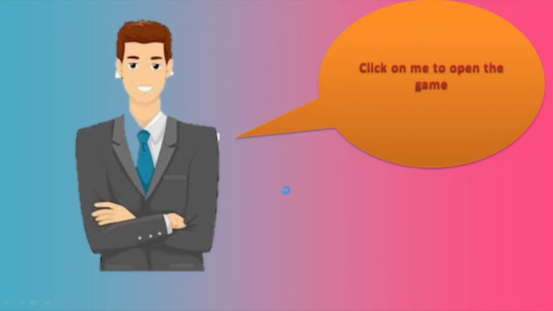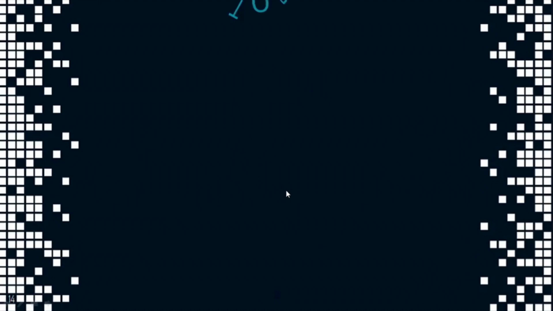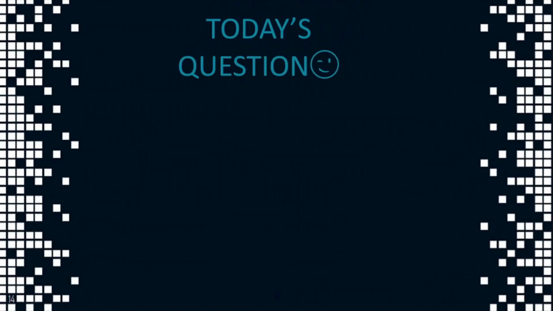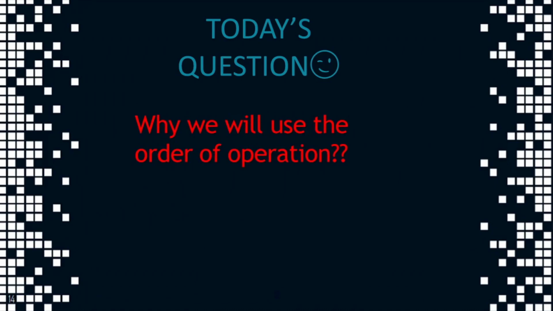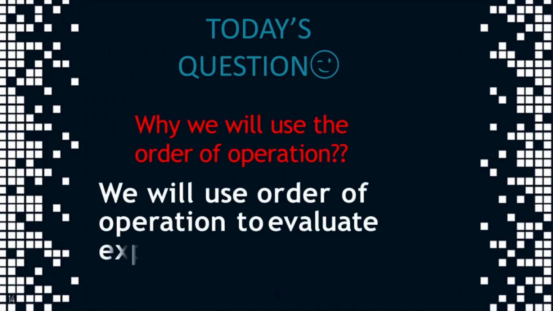Okay, now before leaving, also coming back to today's question. You remember it? It was why we use the order of operations. The answer is we use the order of operations to evaluate expressions.